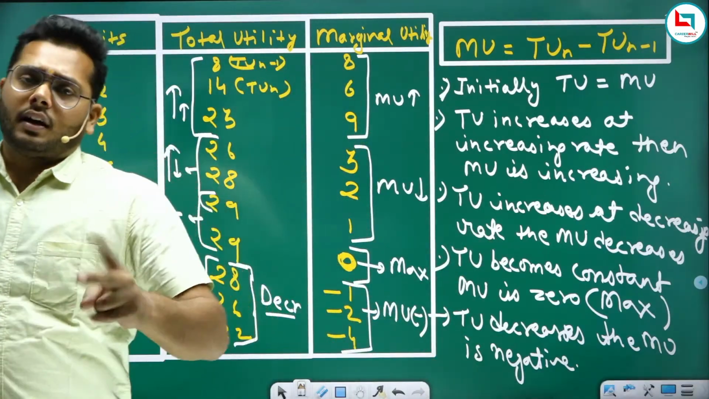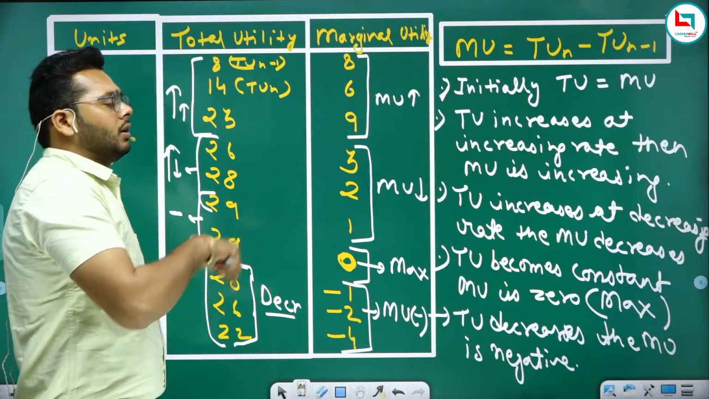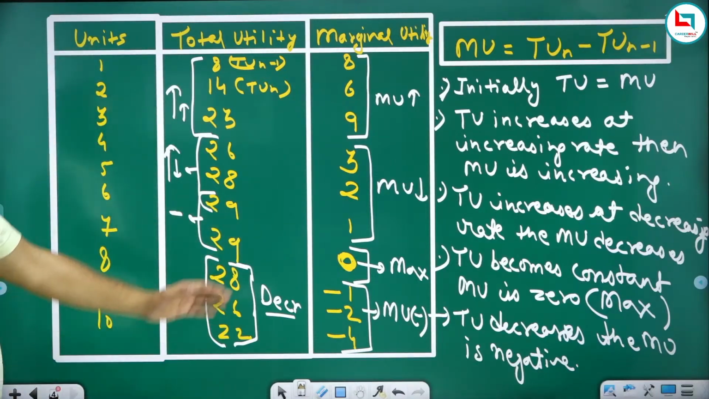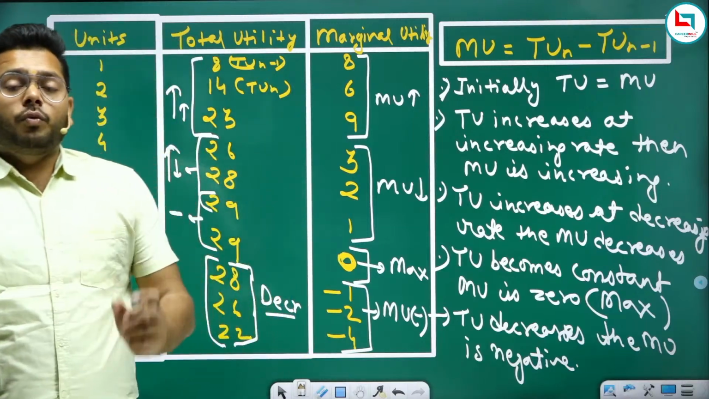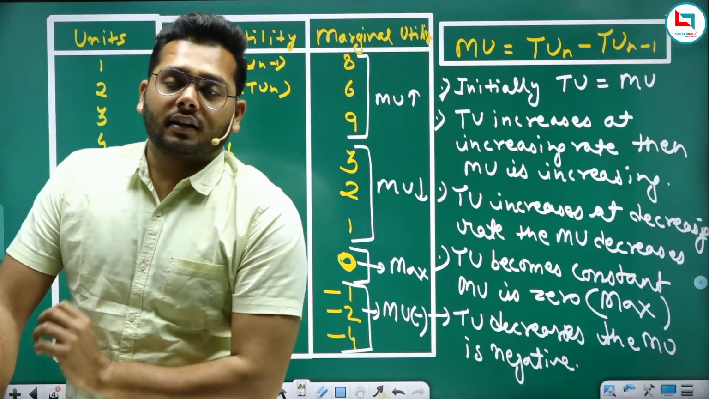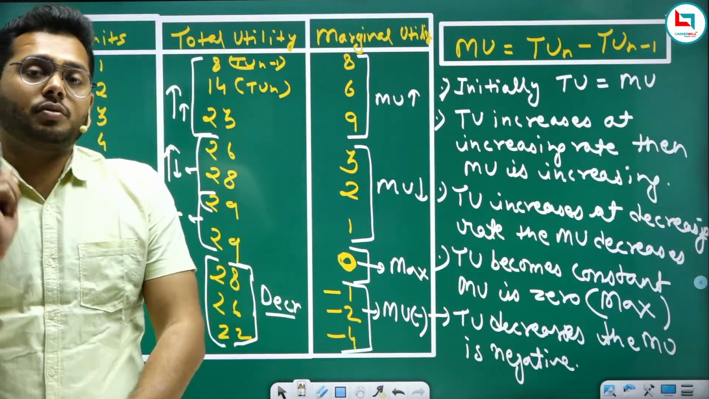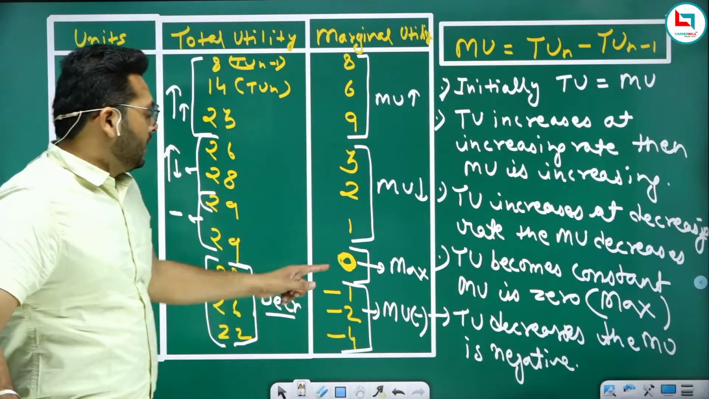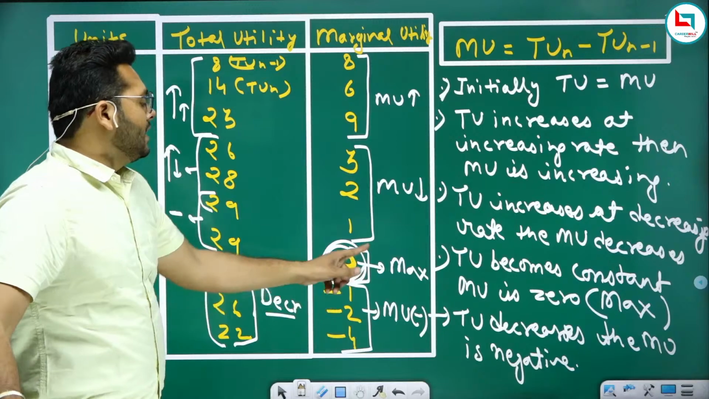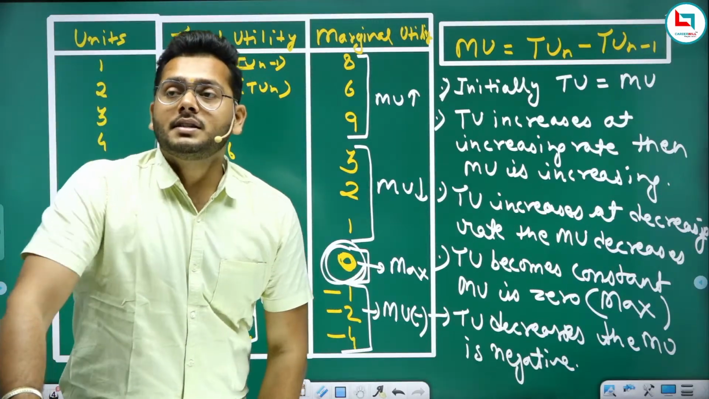You can also just interchange the TU to MU and MU to TU, right? So this is the basic relationship between MU and TU. Now, what is the meaning of point of satiety? Here the question has already been asked in your SSC CGL exam. What do you mean by point of satiety? So this point at 0 is known as point of satiety.